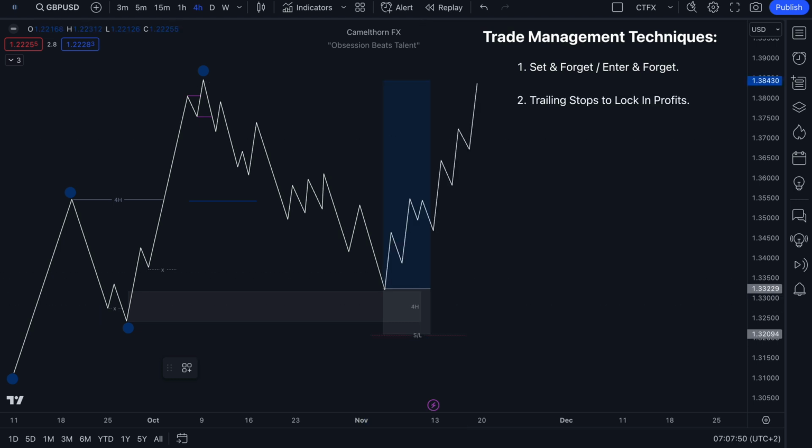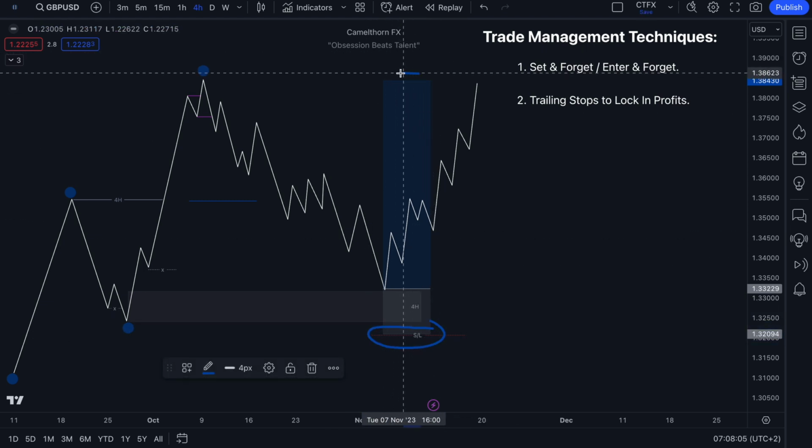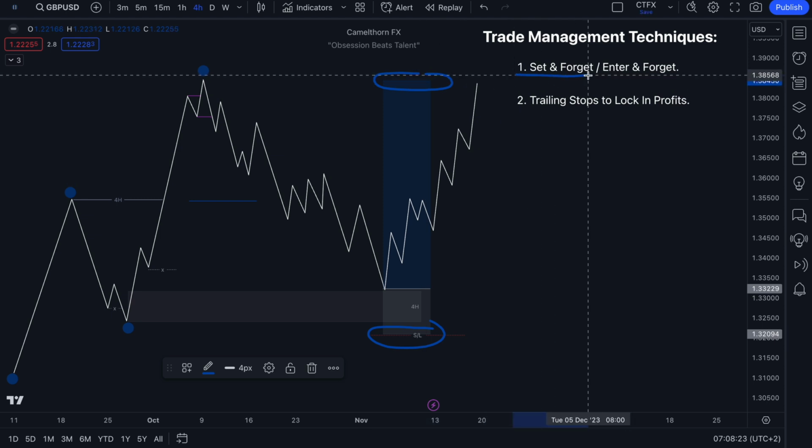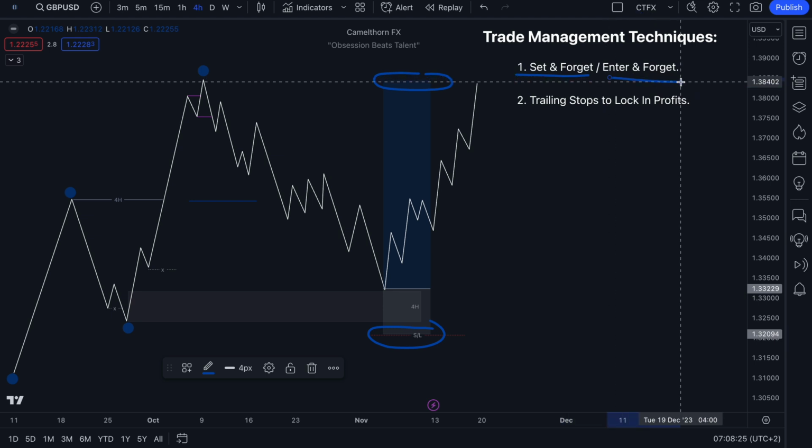Now, the second trade management technique is going to involve trailing your stops in order to lock in profits. With this style of trade management, you still are going to have a clearly defined stop loss and you're still going to have a clearly defined take profit target. However, the management of your position is going to be a lot more dynamic and is going to be way less passive than the set and forget or the enter and forget approach.